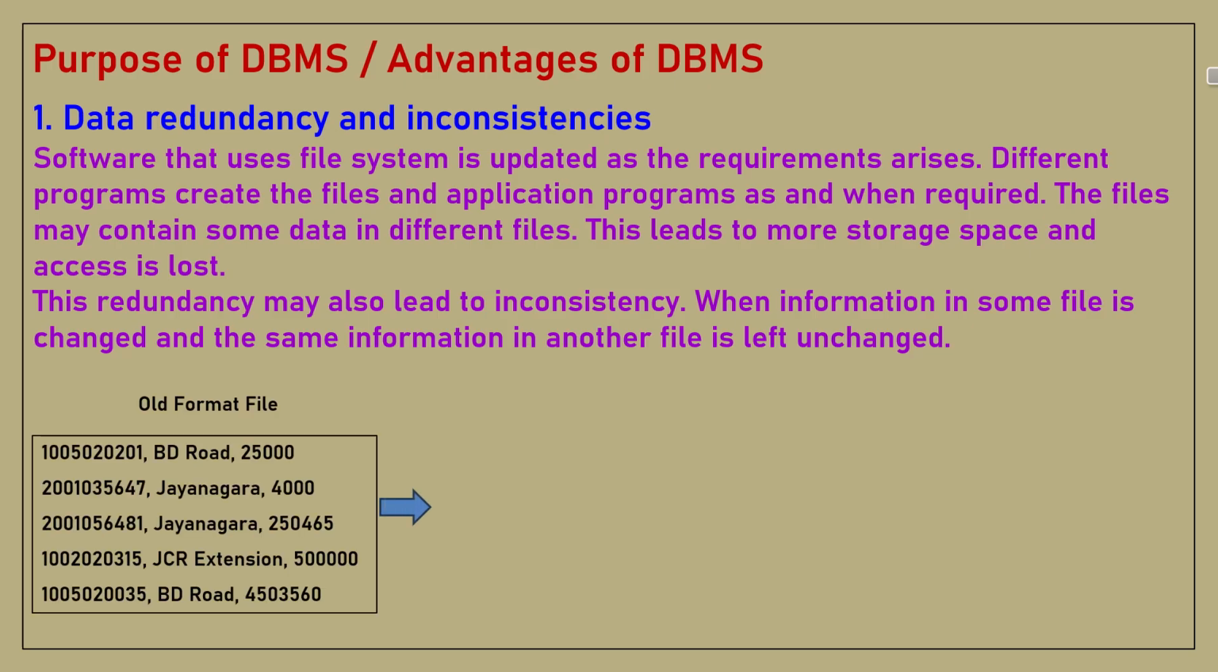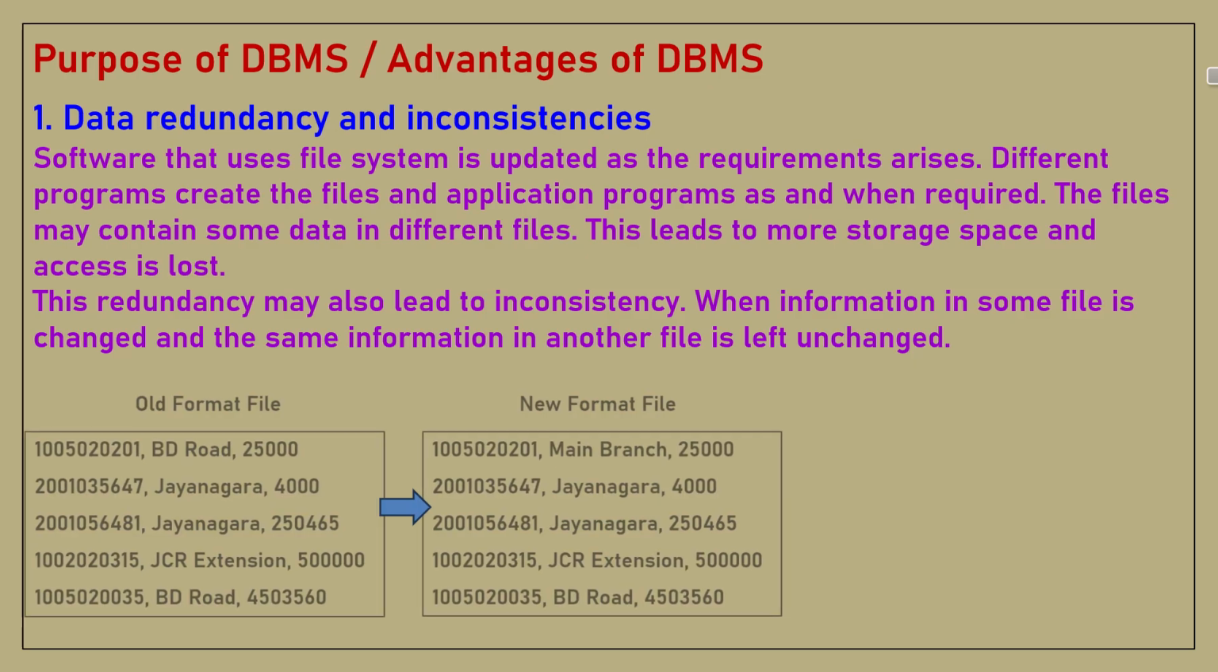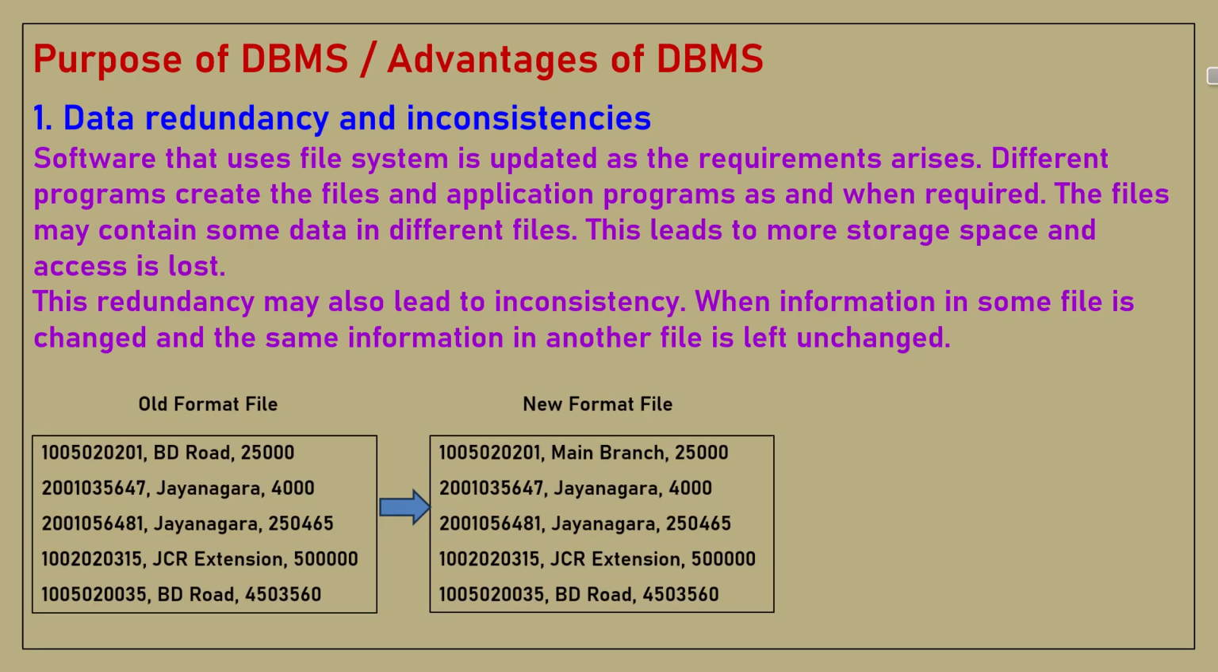You can observe in the example that a data file in the file system is updated to a different new format. In conventional file system, both files coexist. This leads to data redundancy, that is duplicate data. If the content of the new file is updated, an old file is left unchanged, it leads to inconsistency.